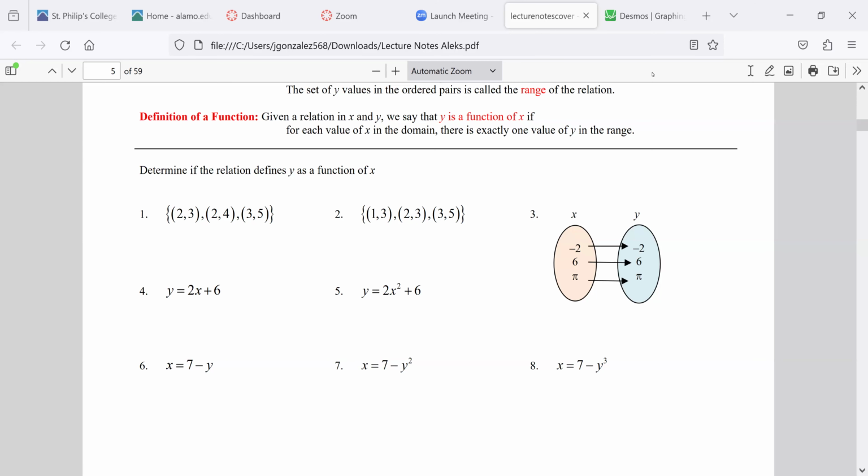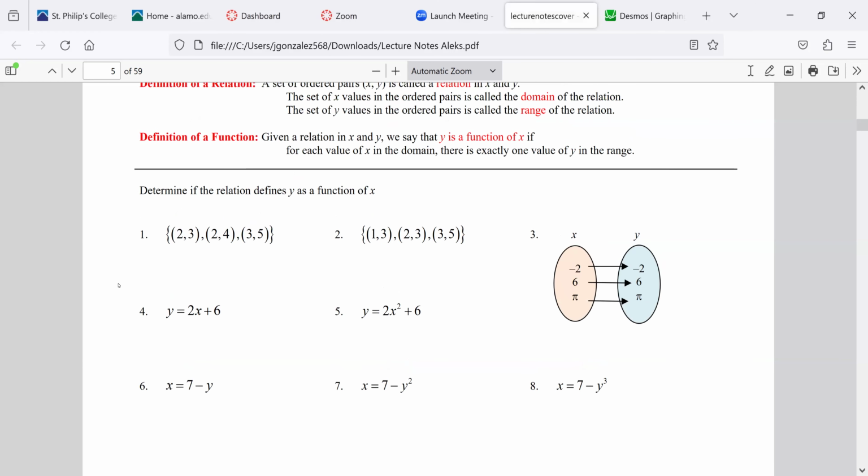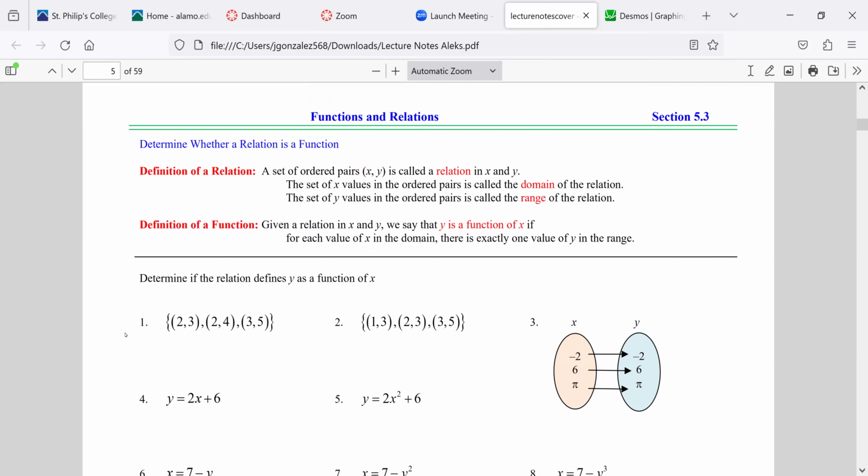So let's talk about functions. You already started the homework, that's great. You'll have a better understanding of what we're gonna talk about.